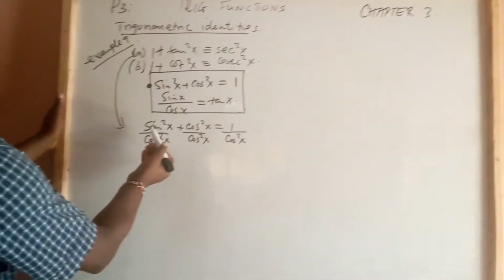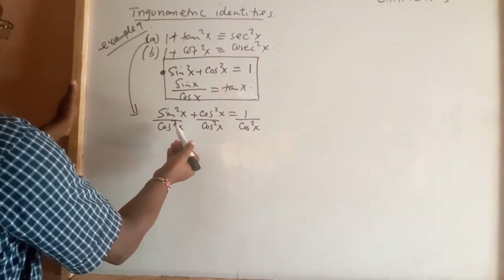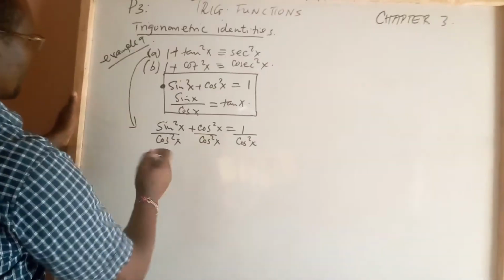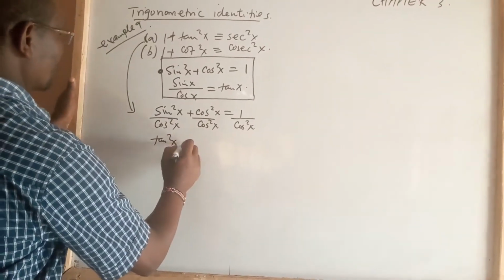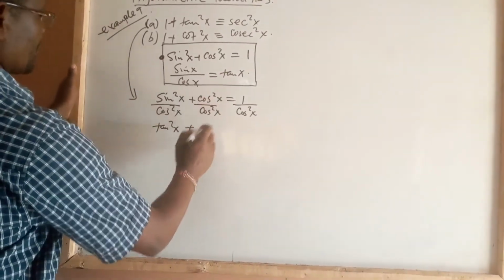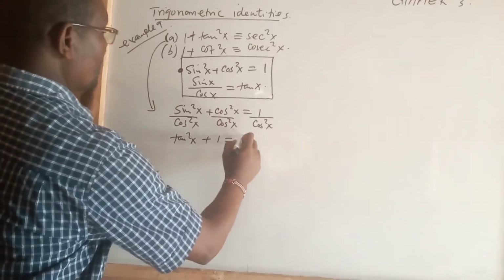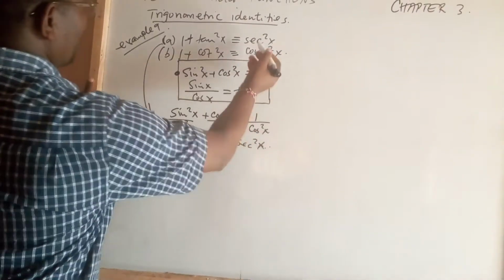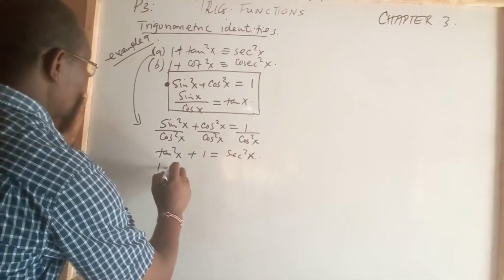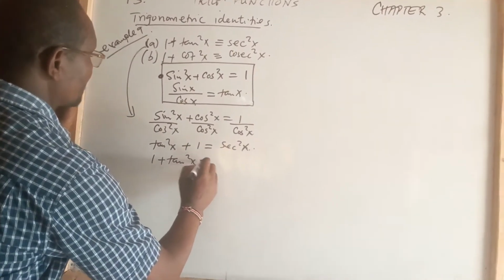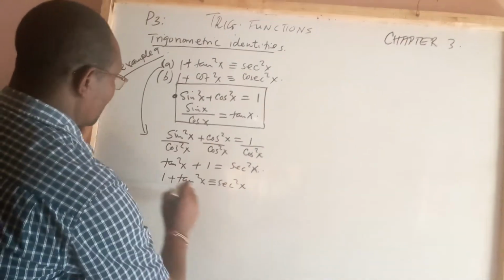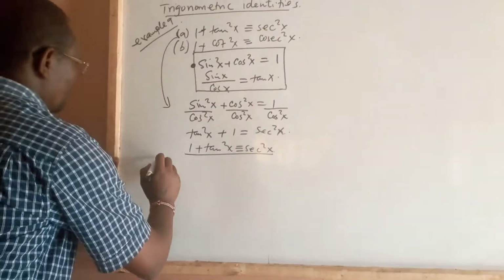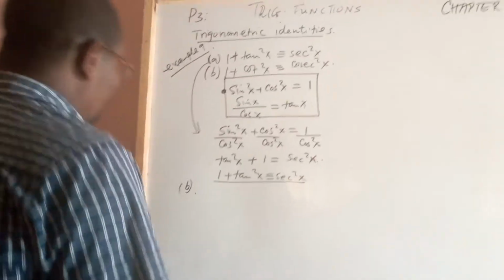Interestingly, sine squared of x over the cosine squared of x, using the second rule, gives us the tangent squared of x, plus cosine squared over cosine squared, which is 1, is equal to the sec squared of x. And this simply proves our first identity, which is 1 plus the tangent squared of x is exactly equal to the sec squared of x. Hence shown.